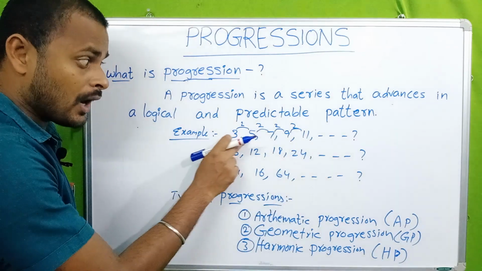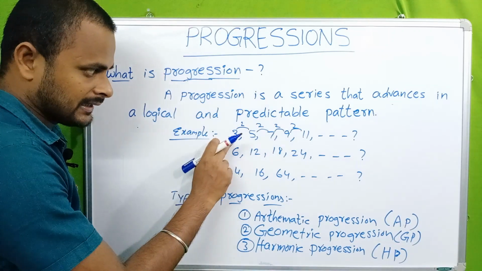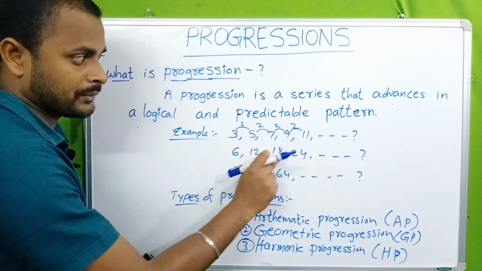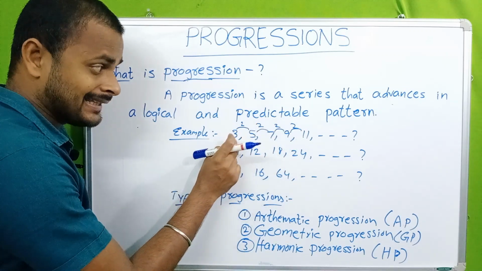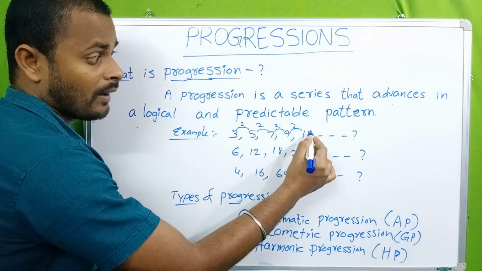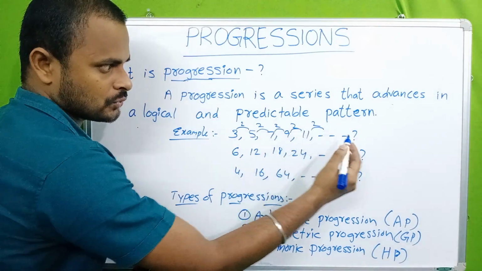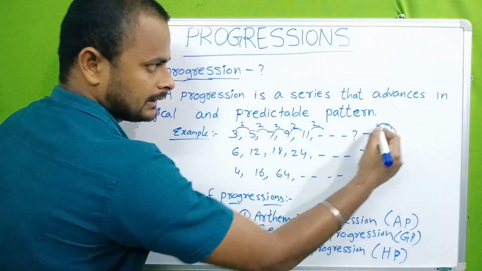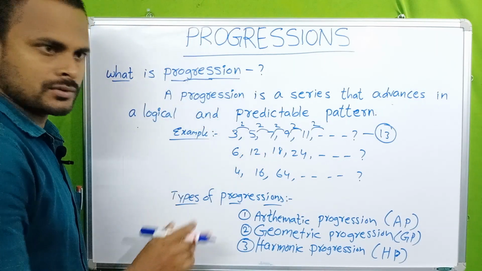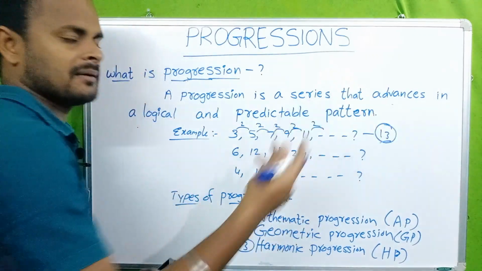So there is a logical relation between the before and the after number. 3 and 5 differ by 2, 5 and 7 differ by 2, and 7 and 9 differ by 2, and so on. By this way there is a logical relation, and you have to predict the next term also. What is the next term? By adding 2 to the previous term, that means 11 plus 2, the next term is 13. These kinds of number series are called progressions. There is a logical relation, and you can also predict the next number.